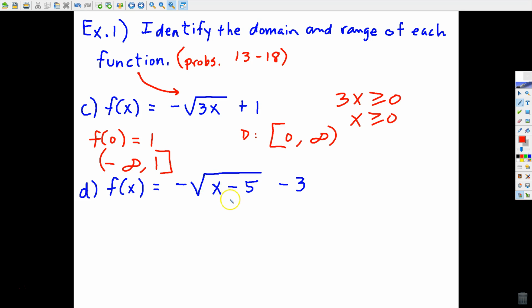Okay, real fast. Letter D, if we want to find the domain, just solve this little inequality, x minus 5 greater than or equal to 0. So all x greater than or equal to 5.